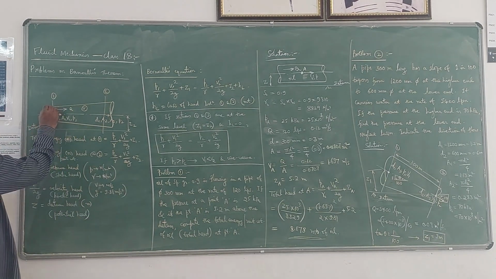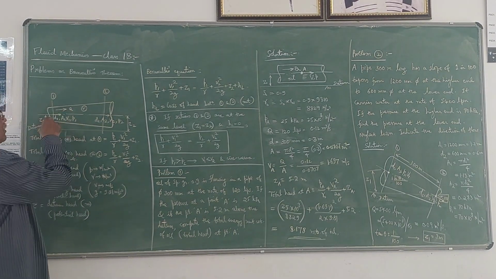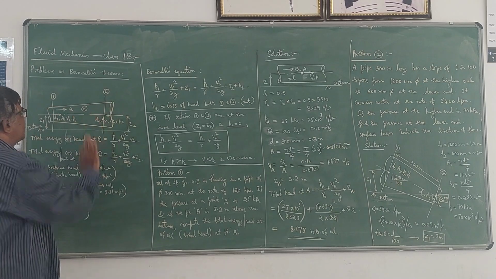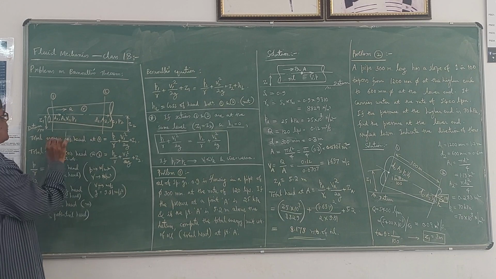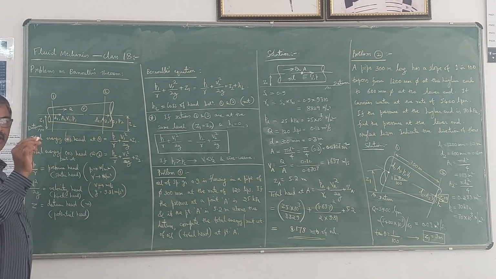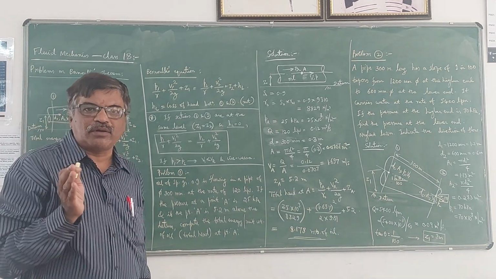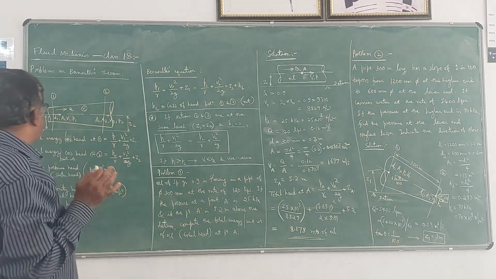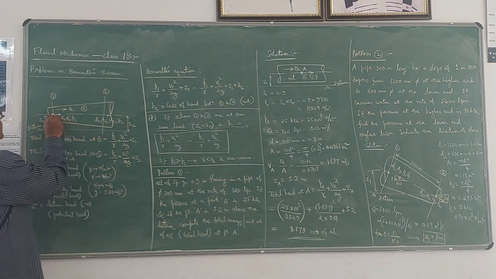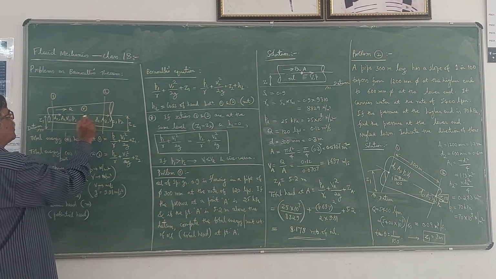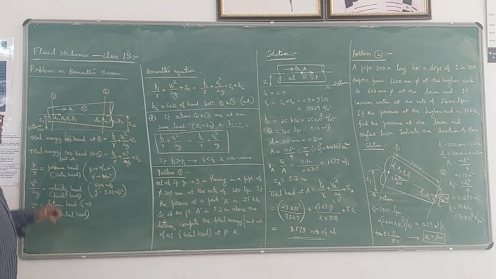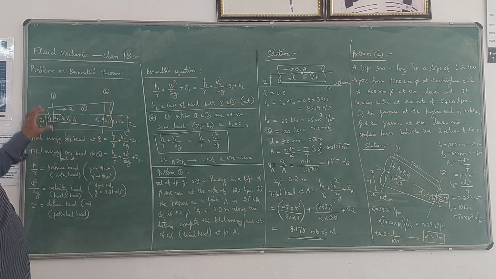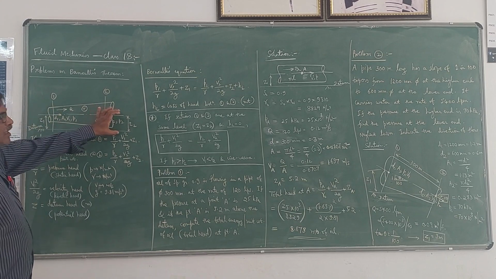So I have taken a tapering pipe here. Tapering pipe means the diameter is varying from this end to this end. D1, D2 are the diameters. Corresponding areas will be A1, A2. A1 is pi D1 square by 4, A2 is pi D2 square by 4. V1 is the velocity at section 1, V2 is the velocity at section 2. P1 is the pressure at section 1, P2 is the pressure at section 2. And Z1 is the datum head at section 1, and Z2 is the datum head at section 2.